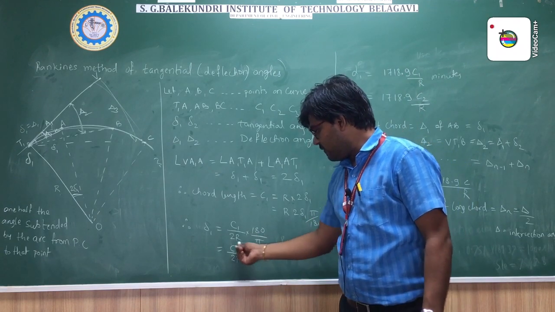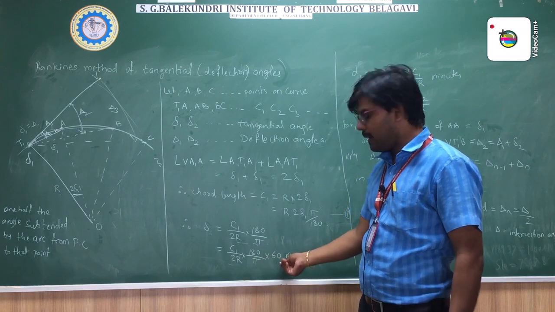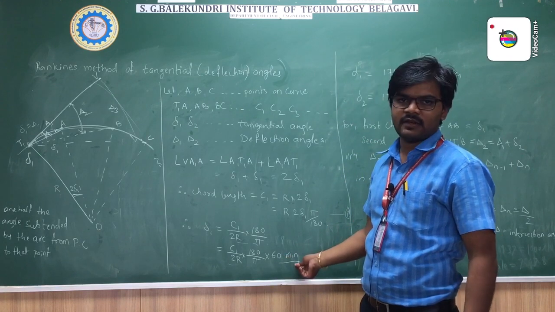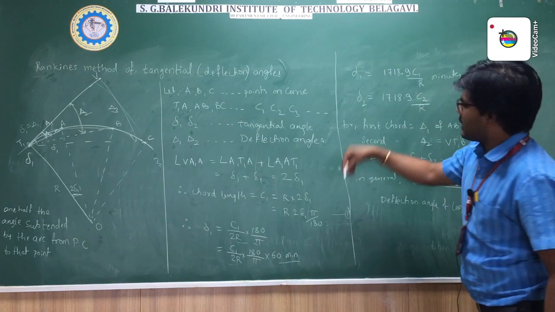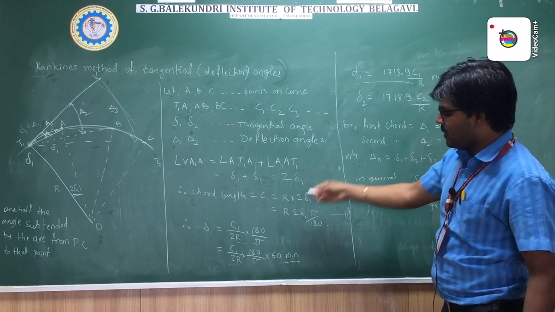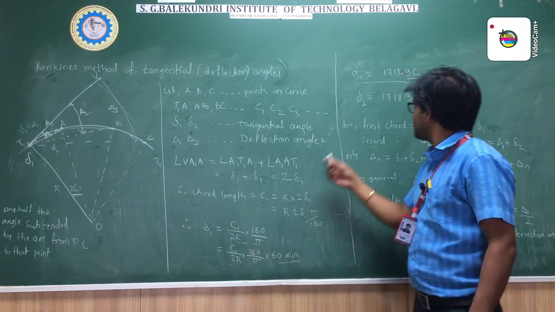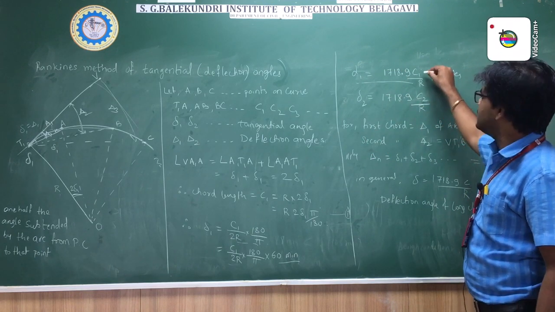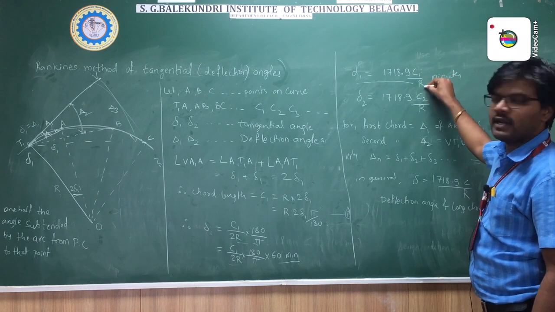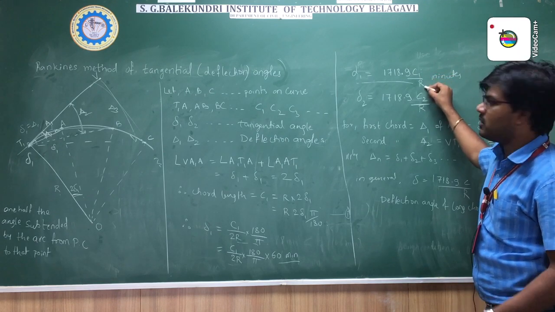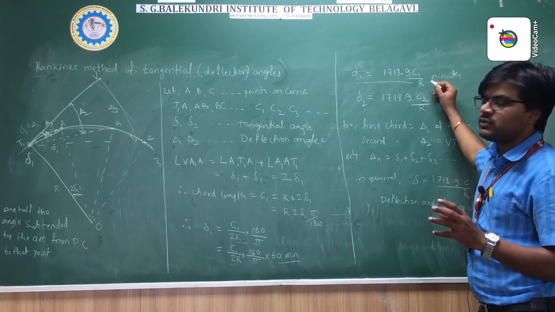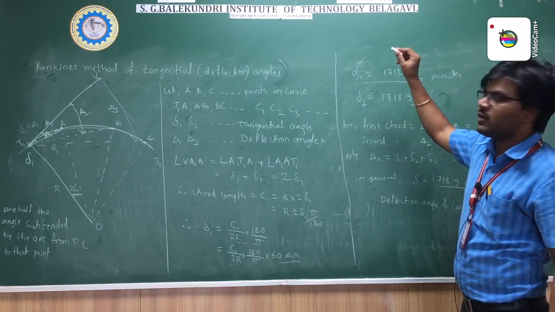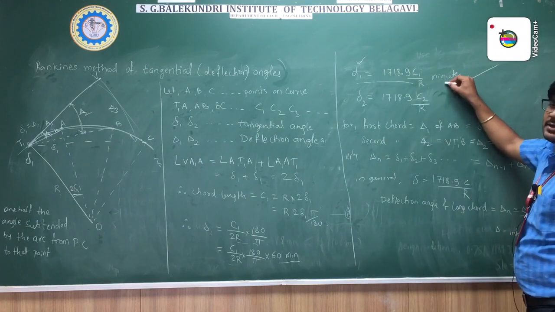Yes, this is in degree. If I multiply by 60, the degree will convert to minute. In terms of minute, he has written this. Continuation: delta 1 will be, after substituting all these values, 1718.9 C1 upon R. Since C1 is the chord length and the radius is the constant term, C1 and R are the values you are going to substitute in this expression to get the delta 1 value. This will be in minutes.